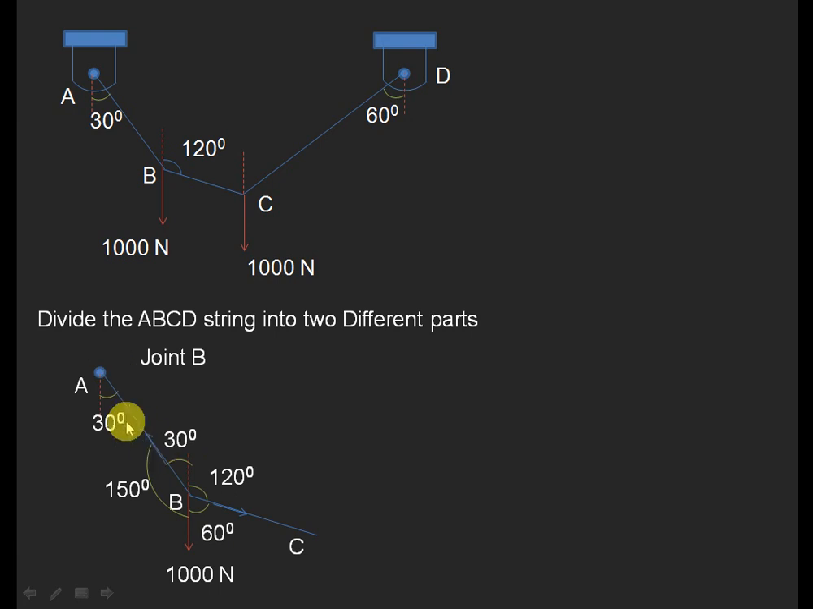Similarly, we got the angle between AB and the line of action of the 1000 newton force, and the angle between the line of action of the load and BC. Before that, represent TAB as the tension in the AB string and TBC as the tension in the BC string. With this information, we now apply Lami's theorem to this joint B.